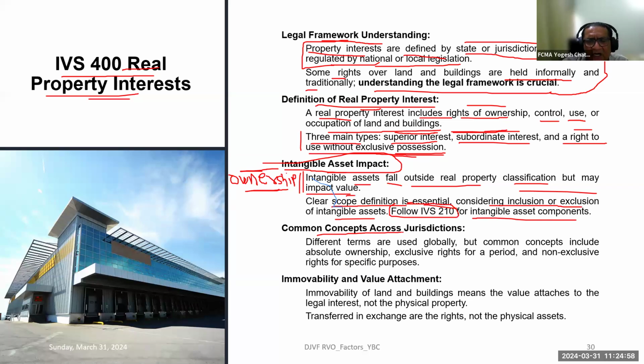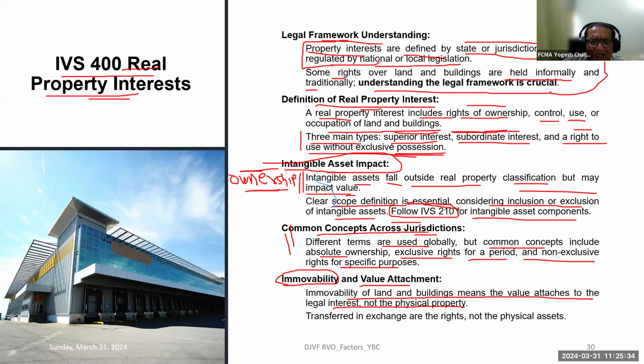And common concepts across jurisdictions. Different terms are used globally, but common concepts include absolute ownership, exclusive right for a period, and non-exclusive right for a specific purpose. Here, a very important point is the immovability of real property and value attachment. Immovability of land and building means the value attaches to the legal interest, not to the physical property.